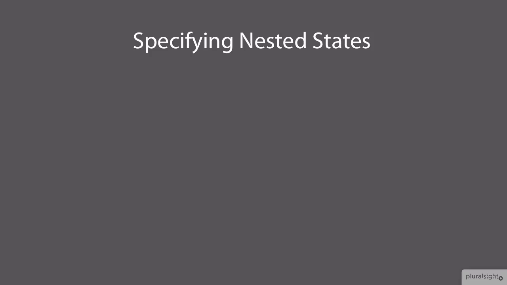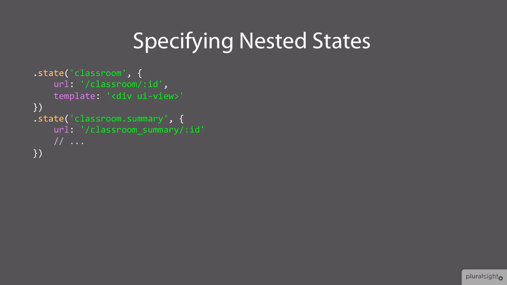There are three ways you can specify that one state is to be a child state of another. The first is to use the dot syntax we saw in the last slide. Here I've defined a parent state named classroom. You can tell that the second state is a child of the first one because the state name uses the dot syntax. Its name is classroom.summary, which lets us know it is a child of the classroom state.